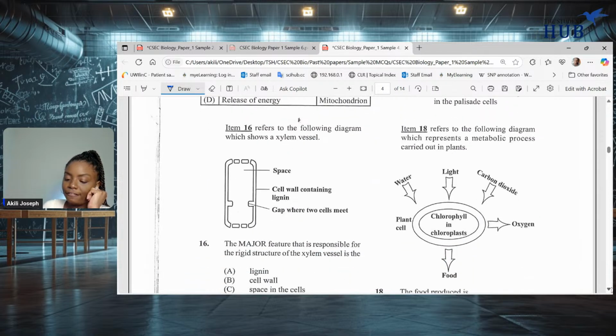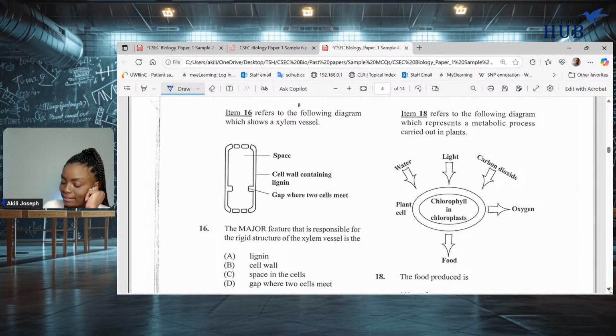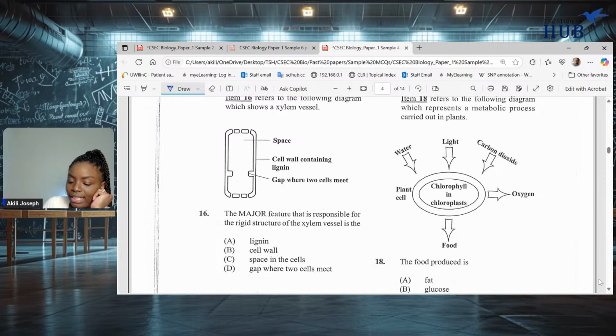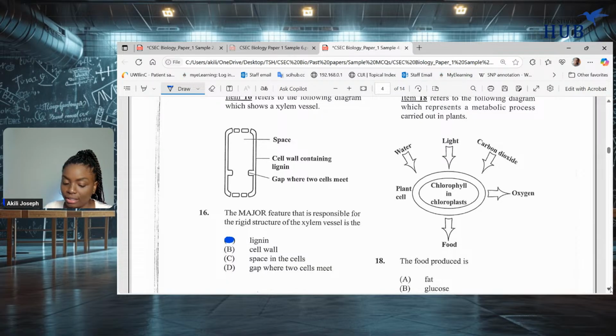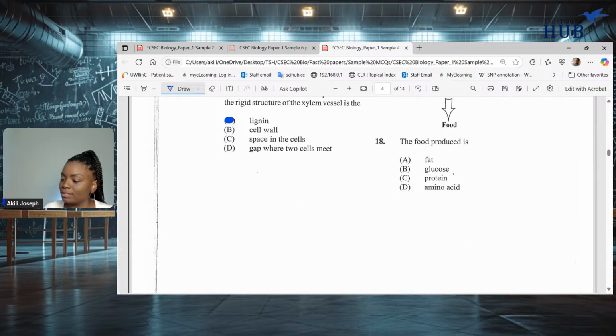Item 16 refers to the following diagram, which shows a xylem vessel. The major feature that is responsible for the rigid structure of the xylem vessel is the... going to be A, the lignification of the cell wall, the depositing of lignin in the cell wall is what is going to allow the rigid structure and allow the xylem to provide the plant with support.